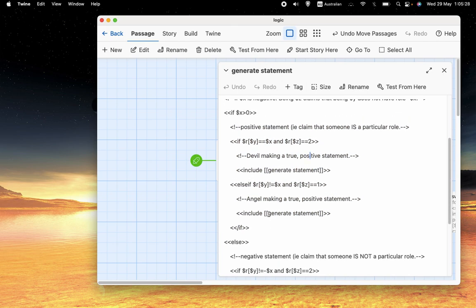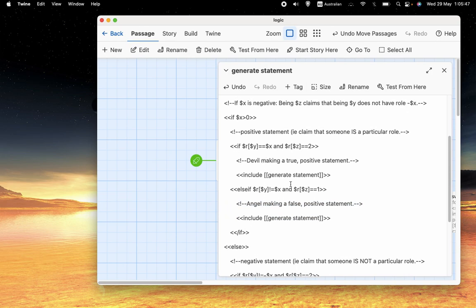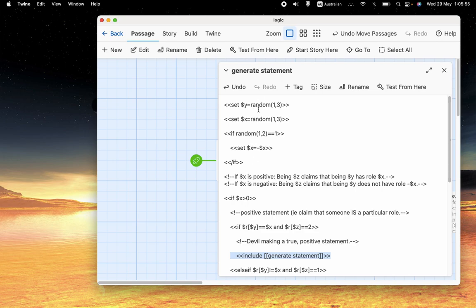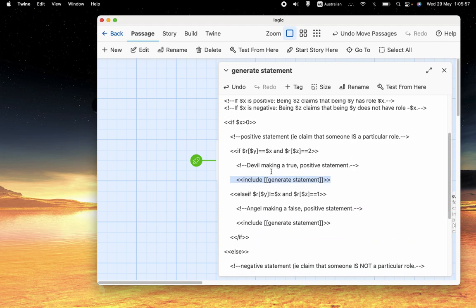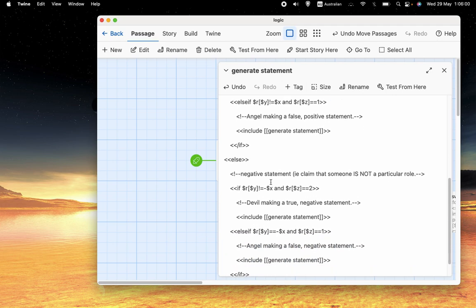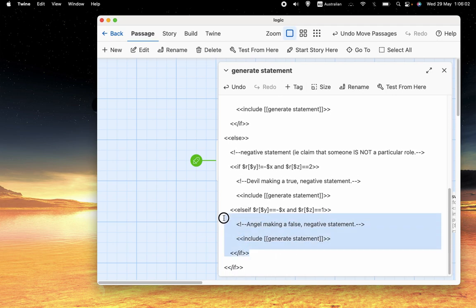So I don't need to go through that, in other words, but just to mention that it picks up the possibility that the devil has made a true statement or an angel has made that actually should be false. I've just noticed. Sorry. Luckily, it's a comment, so it doesn't affect the code. But yeah, sorry about that. So it's devil making a true statement, angel making a false statement, and if either of those cases prevails, then it includes generate statement, which just means go and try again, set up another set of values for x and y to see if it's one that the being can make. But the new stuff is here.